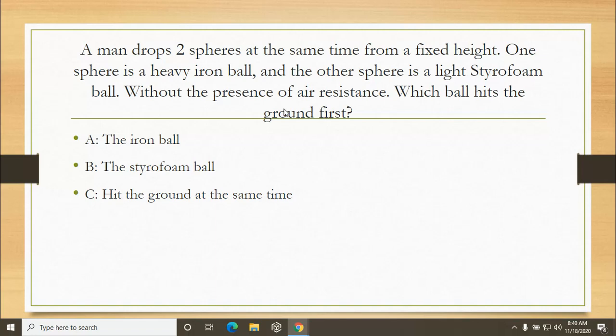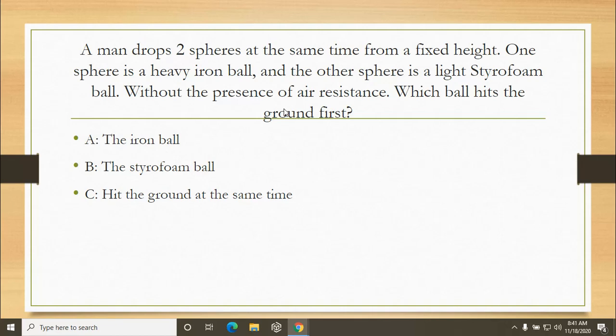And so, a man drops two spheres at the same time from a fixed height. One sphere is a heavy iron ball, and the other sphere is a light styrofoam ball. Without the presence of air resistance, or no air resistance, which ball hits the ground first? The iron ball, the styrofoam ball, or they both hit the ground at the same time?